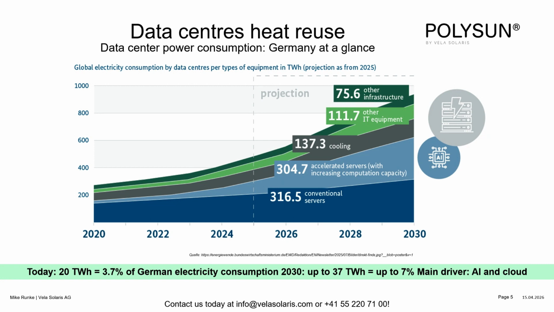Data centers are the backbone of digitalization, and yet they are among the biggest energy consumers. In Germany, data center power consumption currently stands at around 20 terawatt hours of electricity per year. That equals roughly 3.7% of Germany's total electricity consumption, and the trend is pointing straight up. According to current projections, that figure will rise to between 25 and 37 terawatt hours by 2030. So the realistic mean value is around 31 terawatt hours.